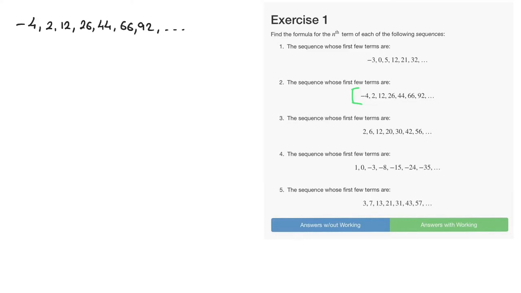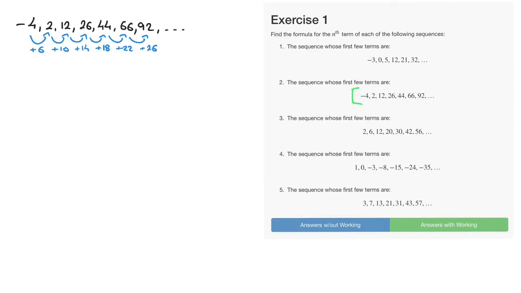So from -4 to 2, we're adding 6. From 2 to 12, we're adding 10. From 12 to 26, we're adding 14. From 26 to 44, we're adding 18. From 44 to 66, we're adding 22. And from 66 to 92, we're adding 26.